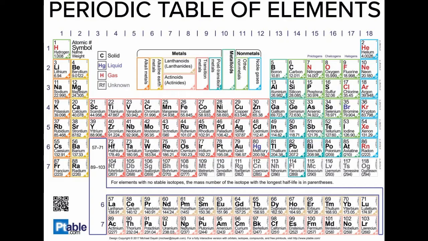Let's try this. Take a look at aluminum. How many orbits does aluminum have? 3. And how many electrons on the last orbit? 3. Good. All right, so there's our first 2 patterns. Any questions so far? No.